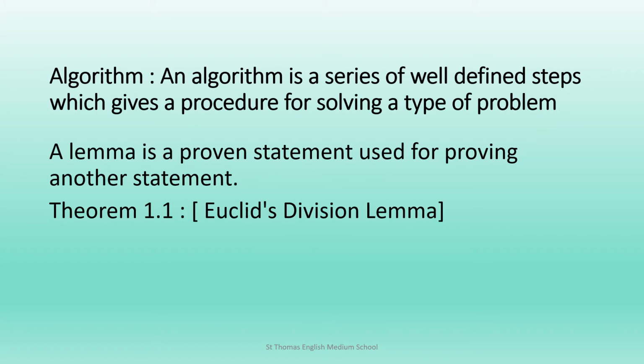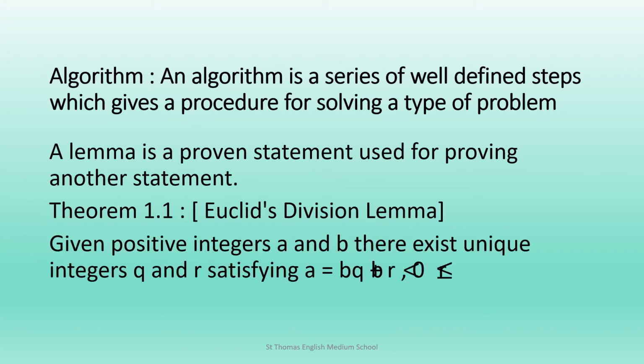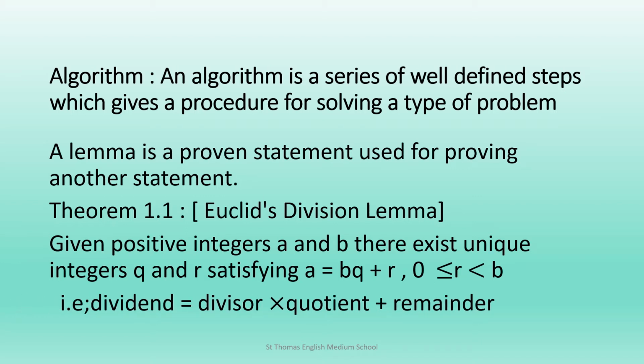Euclid's division lemma. Given positive integers a and b, there exist unique integers q and r satisfying a equal to bq plus r, 0 less than or equal to r less than b. That is, a is the dividend, b is the divisor, q is the quotient and r is the remainder.